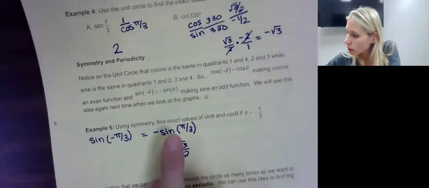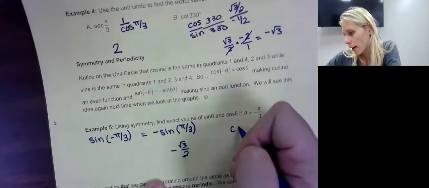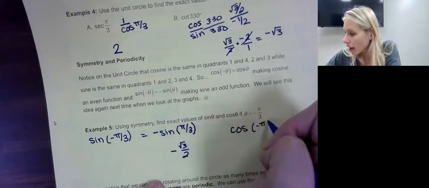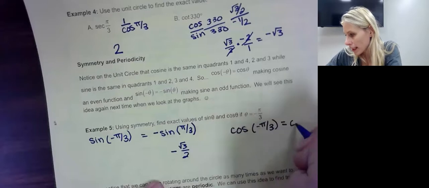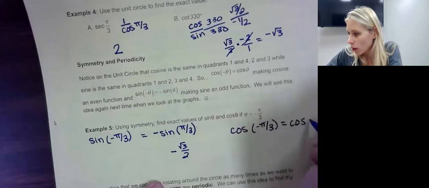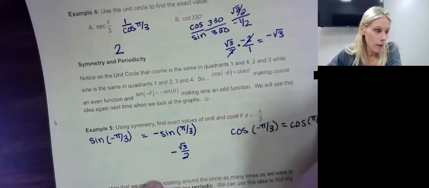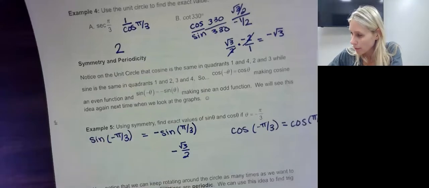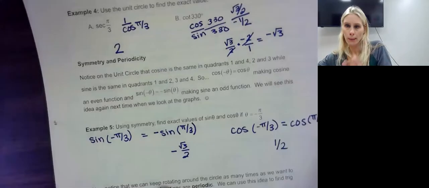Okay, let's do cosine. So cosine of negative pi over 3 should be the same value as cosine of theta, which is in this case pi over 3. So all we have to do now is go to cosine pi over 3, and cosine of pi over 3 is 1/2, and we're done. Okay, so there's some symmetry to that.